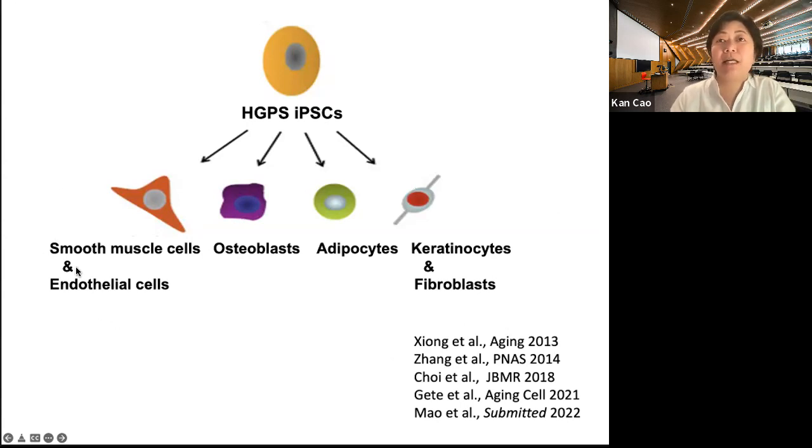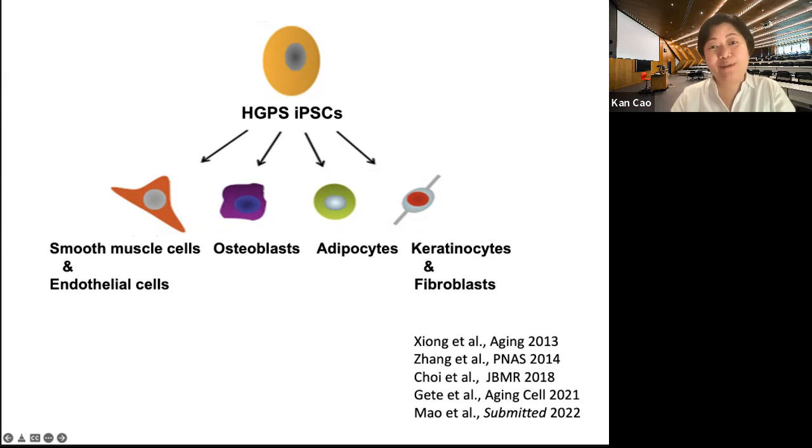And because the patients are dying of cardiovascular disease, these are the major part we've been focusing on: vascular smooth muscle cells and endothelial cells. The other main area we've been looking into is the skin aspect. So we differentiated the iPSCs into keratinocytes and fibroblasts. In addition, we also looked into the bone cells and the fat cells. And we published a list of papers.